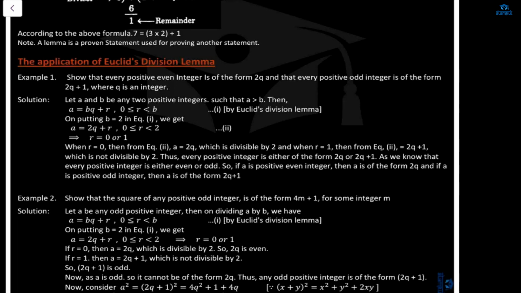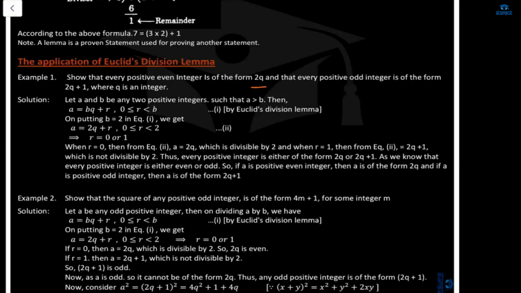Now, show that every positive even integer is of the form 2q. What is the question? You have to show that every positive even integer is of the form 2q and every positive odd integer is of the form 2q plus 1, where q is an integer. So you need to show that every positive even integer is of the form 2q and that every positive odd integer is of the form 2q plus 1.